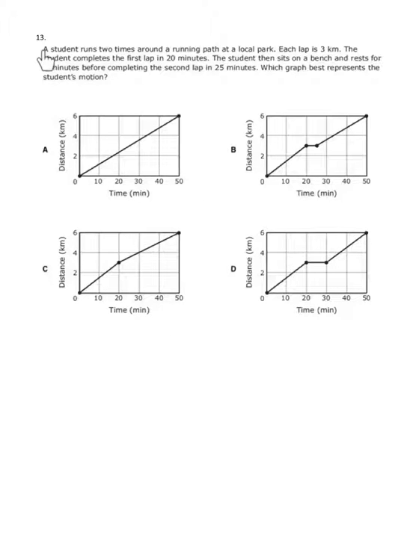Number 13. A student runs 2 times around a running path at the local park. Each lap is 3 kilometers. The student completes the first lap in 20 minutes. The student then sits on a bench and rests for 5 minutes before completing the second lap in 25 minutes. Which graph best represents the student's motion? A, B, C, or D?